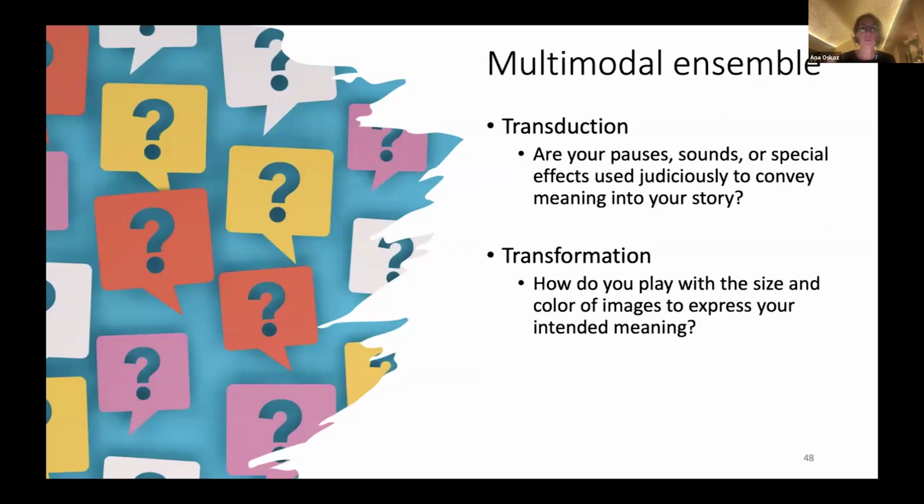And if we move on, the multimodal ensemble, as we said, with the transduction and transformation. For example, how are you playing with the size and the color of the images to express the intended meaning? Or how are you using the poses, the sound, and the special effects all together to convey the meaning of the story?